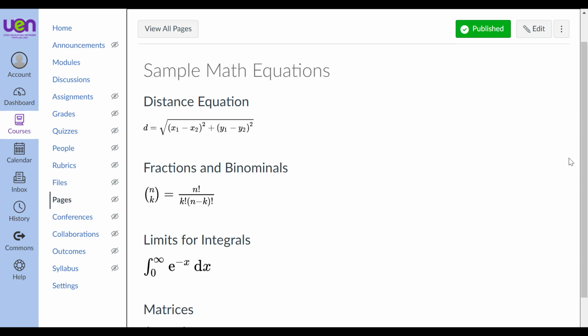Heading level 2 distance equation. D equals the square root of open paren x sub 1 minus x sub 2 close paren squared plus open paren y sub 1 minus y sub 2 close paren squared.